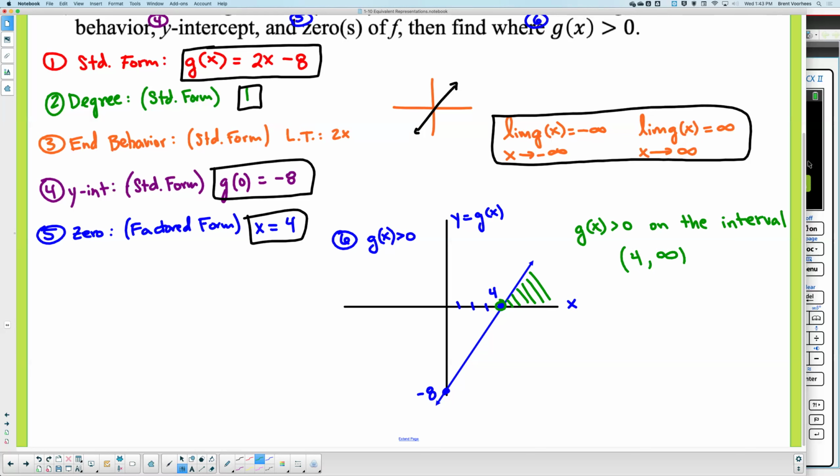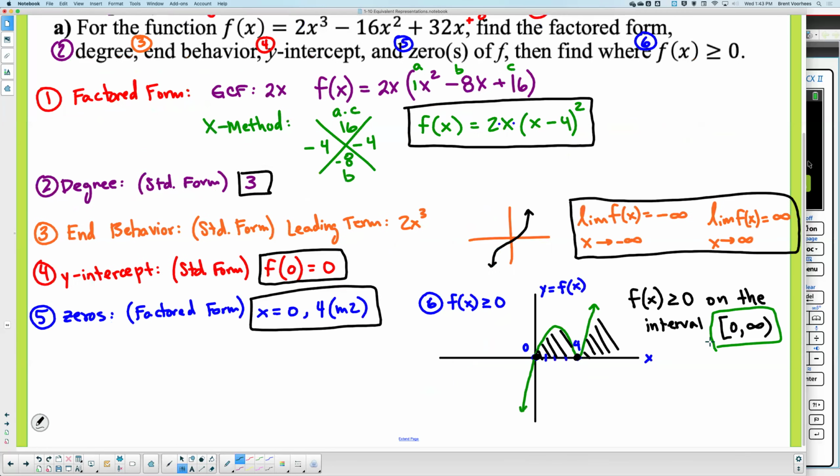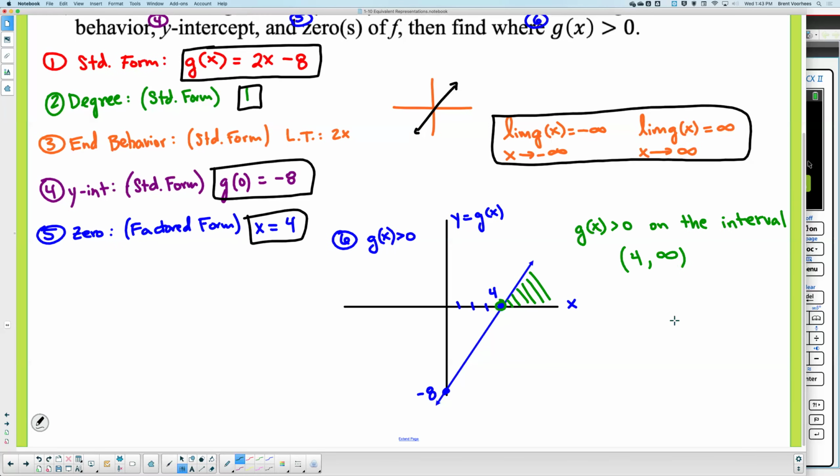Last time I used a bracket. This time, let me just show you. Last time I used a bracket because I could be equal to 0. And I did not break it there because I could be equal to 0. This time, since I cannot equal 0, you only approach 4. You don't actually get there. That's my answer right there with the parenthesis.